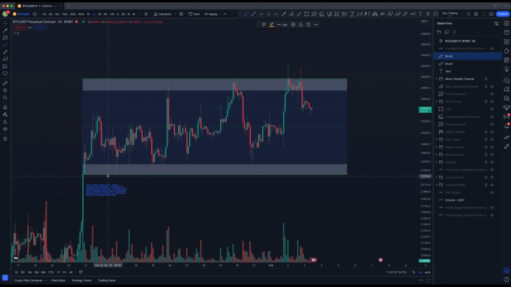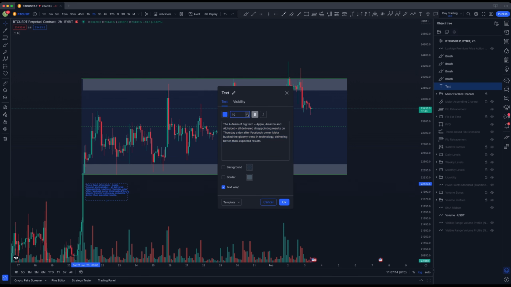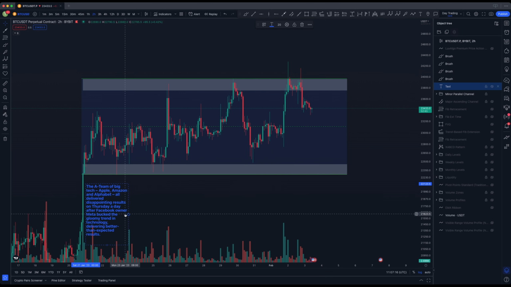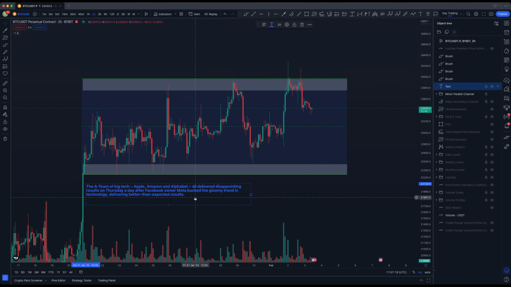Let me just make that a little bit bigger actually, so we can see. So I've done a little bit of research. Let's make this 20. Okay, and the 18 of big tech. So we had Apple, Amazon, Alphabet, all delivered disappointing results on Thursday. This was just after the close, within like an hour and a half. But obviously, previous to that, Meta had a good day, which is why we've seen this nice spike. But then the bigger companies, relatively speaking, Apple, Amazon, Google, all delivered really bad against what they anticipated.